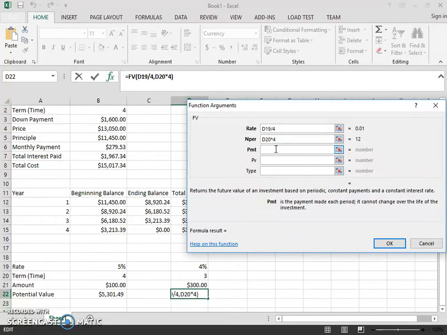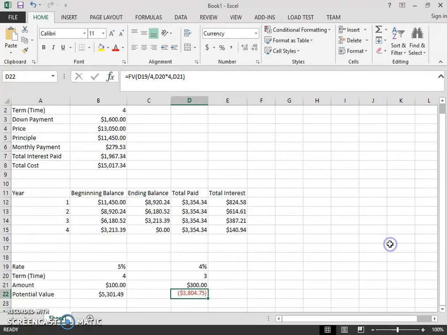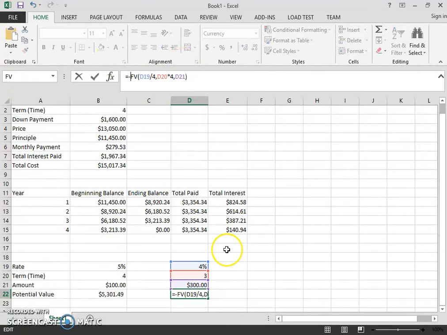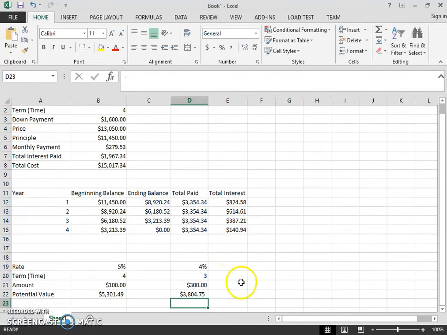Now our PMT, our payment: how much are we investing? Each payment, we're investing $300. We hit OK. Comes out negative. We have to go up into our formula bar, hit the negative sign, hit enter, apply it. So we can see at the end of 3 years, with quarterly investment, we are expecting to have $3,804.75.